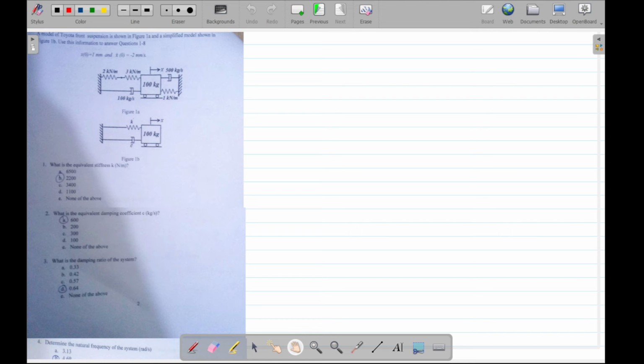All right, so here we have a mass of 100 kilogram. We have two springs in series together with another one, which will be in a parallel arrangement, and we have two dampers in parallel. And we have to model this to look like this. So we need to find the equivalent spring constant and equivalent damping coefficient.